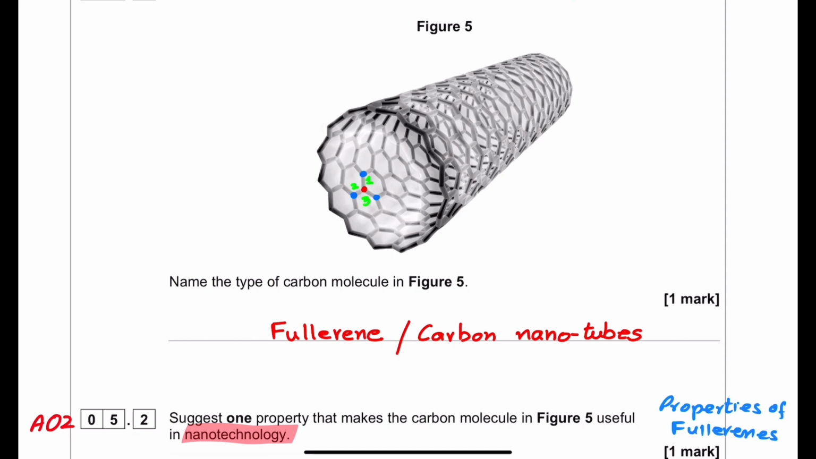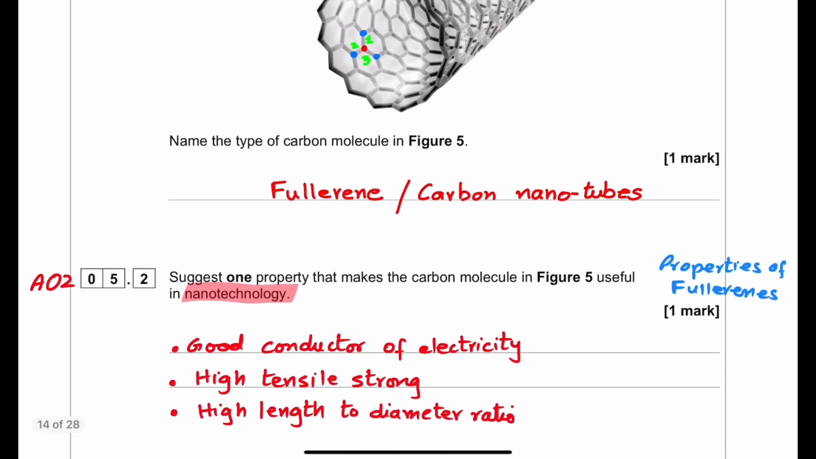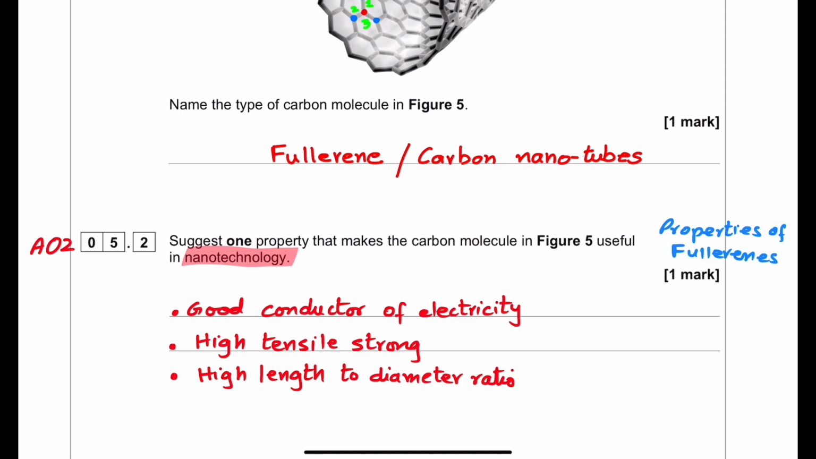Its length to diameter ratio is high. If we see the ratio of the diameter to length, the length is longer as compared to its diameter. We will say it has a high length to diameter ratio. Let's see the model answer. The molecule shown in figure number 5 is a carbon molecule of fullerene. It is a good conductor of electricity. It is highly tensile strong. It has high length to diameter ratio.